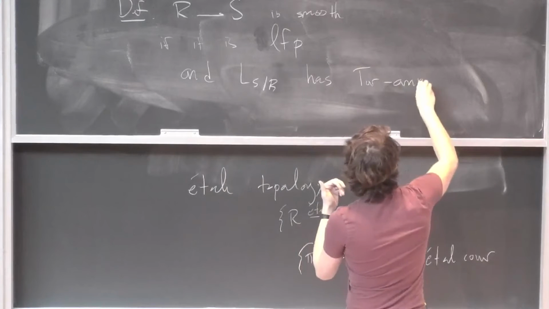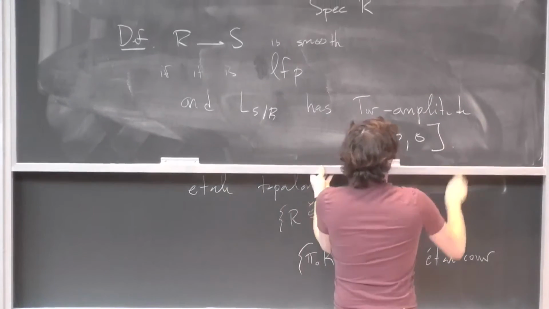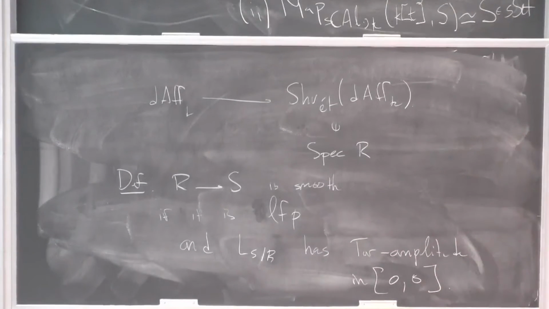So now's a good time to introduce what that means. So let me define what it means for an object to have Tor amplitude in [0, 0].